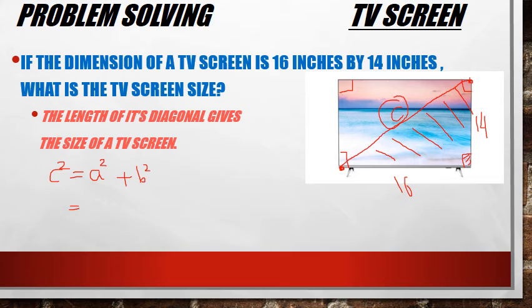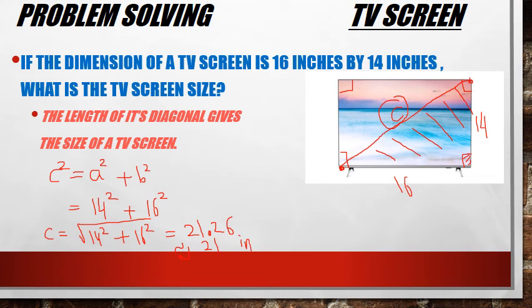Let A equal 14, so 14 squared. Let B equal 16, so here 16 squared. Let's find C. Take the root of 14 squared plus 16 squared. On the calculator, you will find 21.26, so it is about 21 inches. Why about 21? Because after the decimal point, the digit is 2. If the digit after the decimal point is less than 5, it will not increase the whole number, it will stay the same. So the TV screen size here is about 21 inches. Easy?